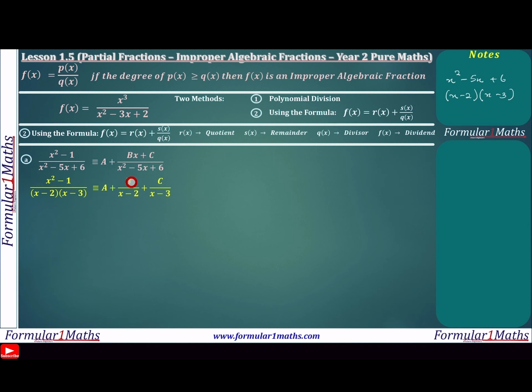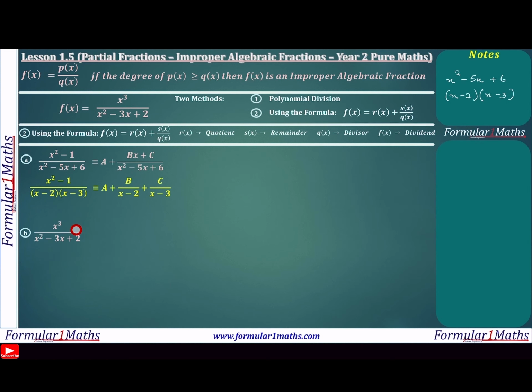So now we can see that b over x minus 2 plus c over x minus 3 has replaced bx plus c over x squared minus 5x plus 6. And if we use this one to find a, b, and c, that will be a shorter process than doing this and then going on to split this one further into partial fractions. So you need to check if this one can be factorized, and then you can use this process instead of that.